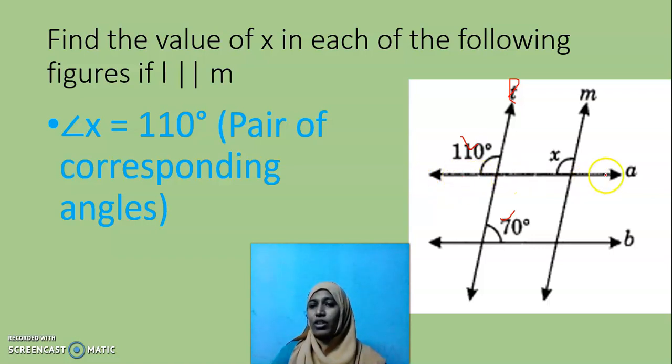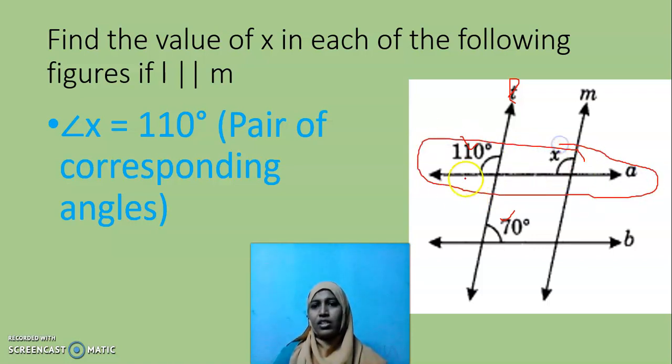Okay. So, what about this line A? It's a transversal across line L and M. So, just look at this position alone. This is the transversal. And what is the name of this pair of angles, X and 110? One inside, one outside on the same side. What angle? Corresponding angle. So, I can easily say angle X is equal to 110. Then, why did they give this 70 degree? They just give it to confuse us. But you should be smart. Don't look at other things which are not necessary. Just focus on what we need.